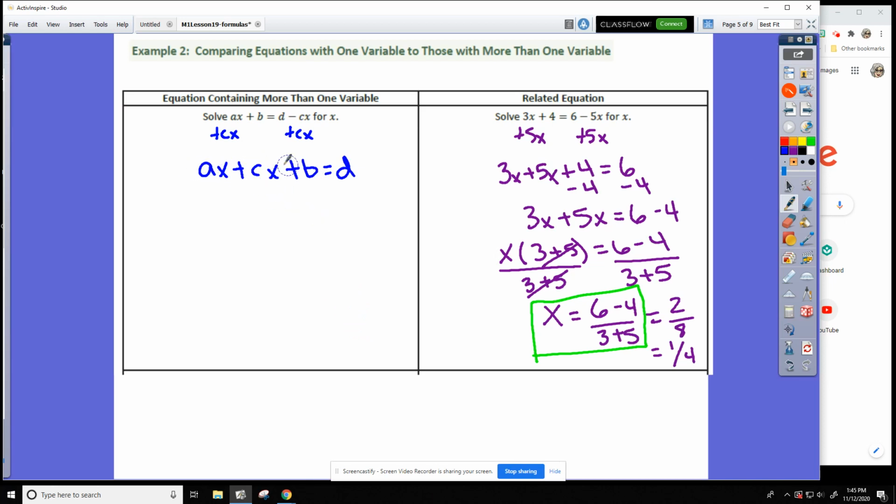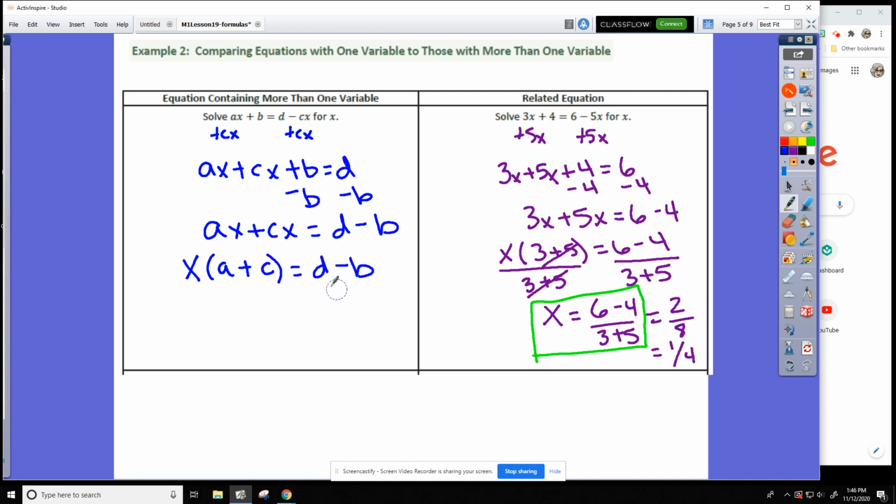Now these have an X, so I'm going to leave them there on the left side. I'm going to move the B, just like what we did here. I'm going to have AX plus CX equals D minus B. Now you could see a common factor in these. These both have an X, so I'm going to factor it out. X times A plus C equals D minus B.